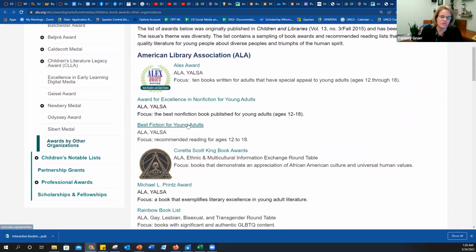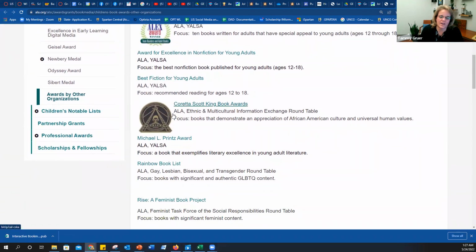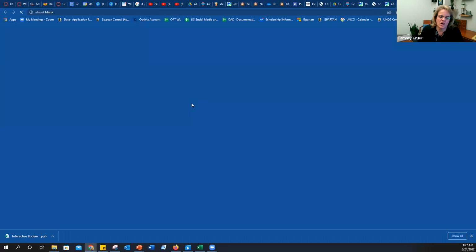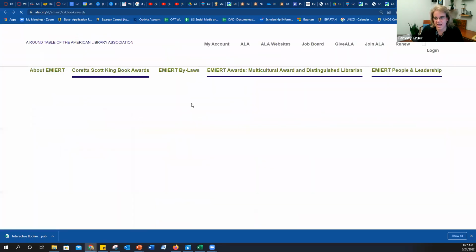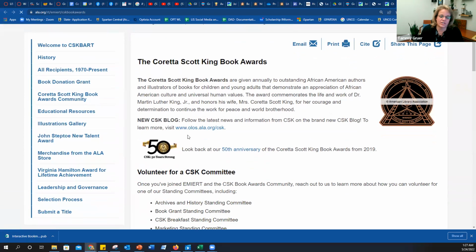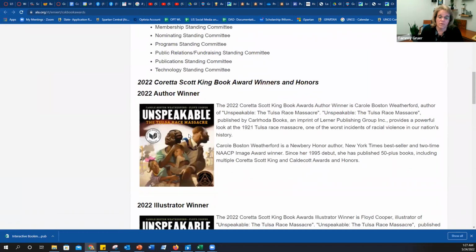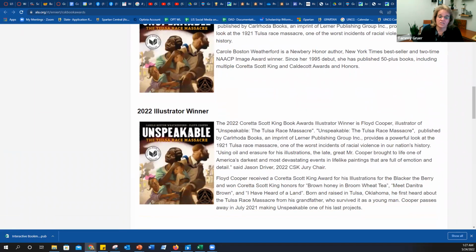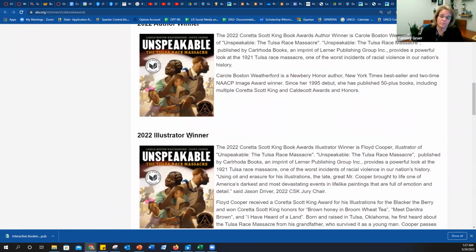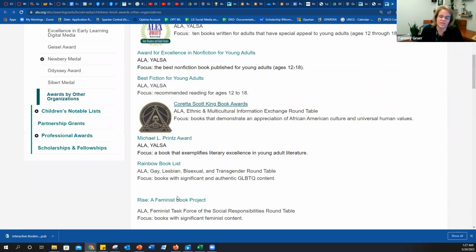But we have YALSA awards. You'll notice here's the Coretta Scott King. If you click on the name, it will give you more information about when it was established, how it was established, who it's named after, and who the books honor, right? In this case, it's not just a book by an author of color. It's a combination of things. So it's definitely worth taking your time to look at these.